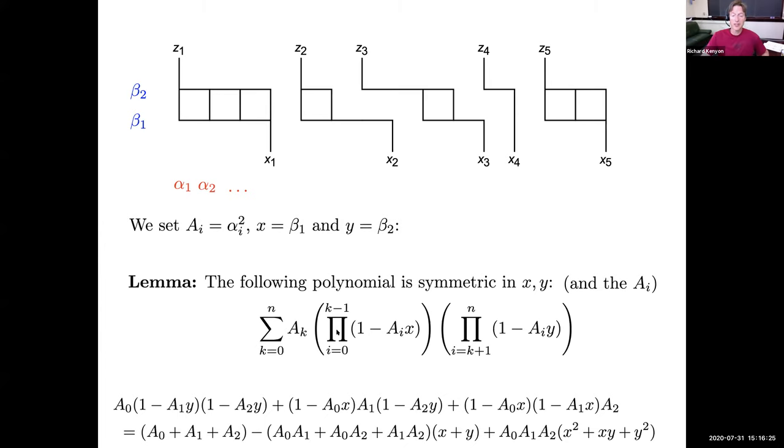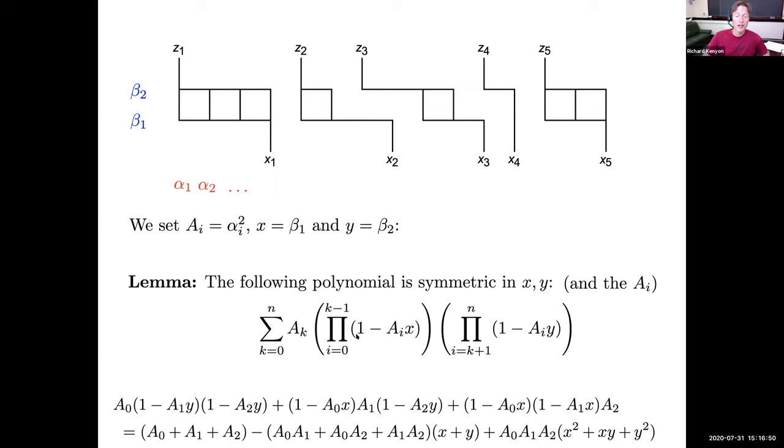And here's an example of the simplest one. This is the only one you need to prove the commutation. And of course they're symmetric in beta 1 and beta 2. They're also symmetric in all the alphas. Do I need to say more here? Let me just say it. This is kind of a fun little polynomial.